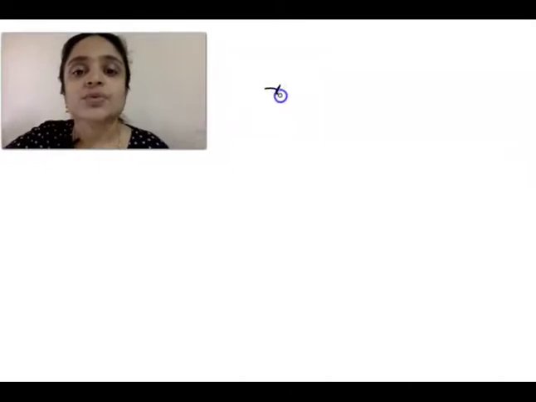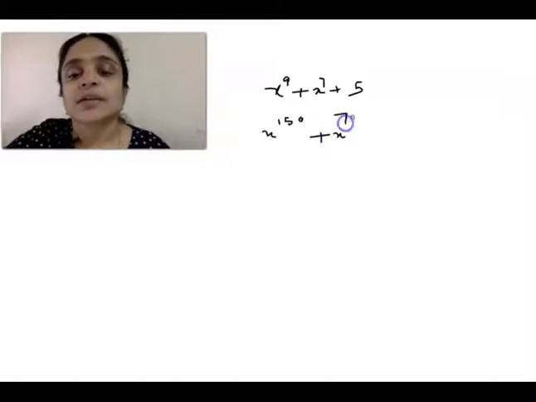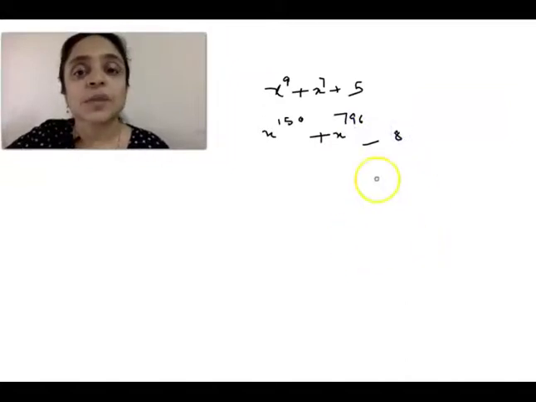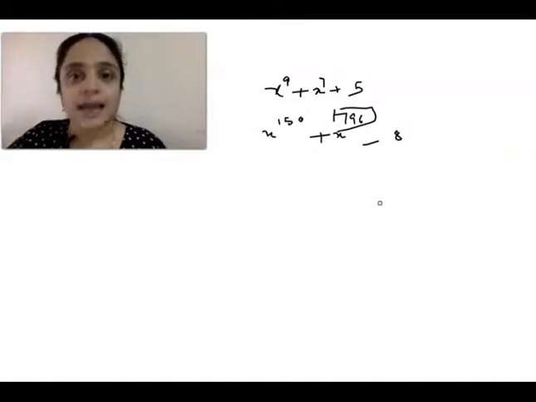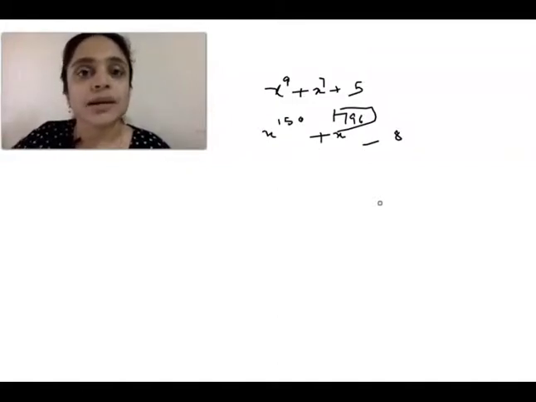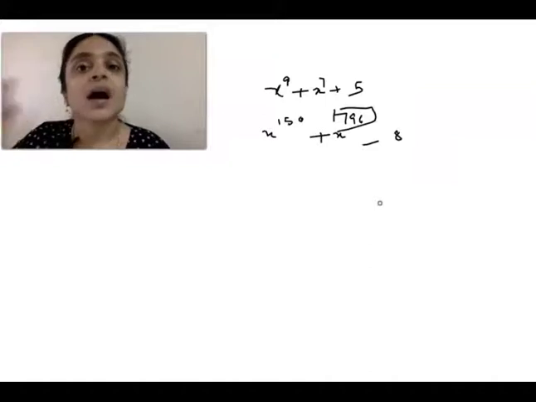Okay, x raised to 9 plus x raised to 7 plus 5. What is the degree of this polynomial? It is 9. x raised to 150 plus x raised to 796 minus 8. What is the degree of this polynomial? 796 is the highest exponent. So the degree of this polynomial is 796. And the terms linear polynomial, quadratic polynomial and cubic polynomial are related to the degree of the polynomial.